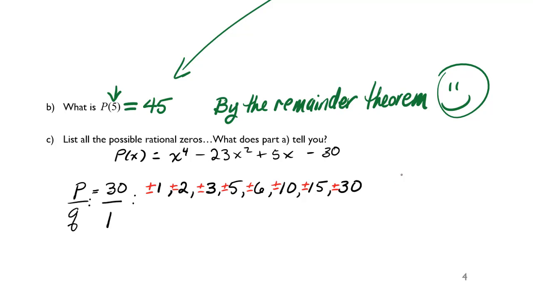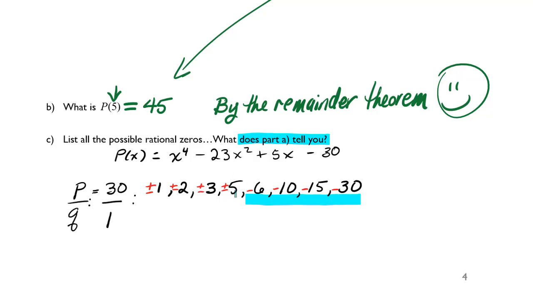Since I clearly found that my upper bound is 5, I can go through and erase all the positive numbers that are larger than 5. So there's no plus 6, there's no plus 10, there's no plus 15, and there's no plus 30. That is what part A tells me right here. I can throw out all the positives that are greater than 5.